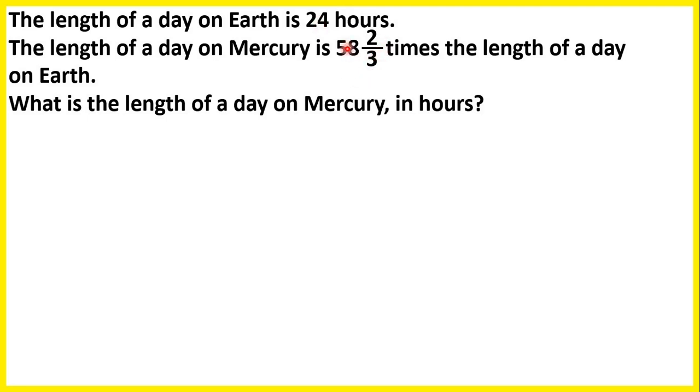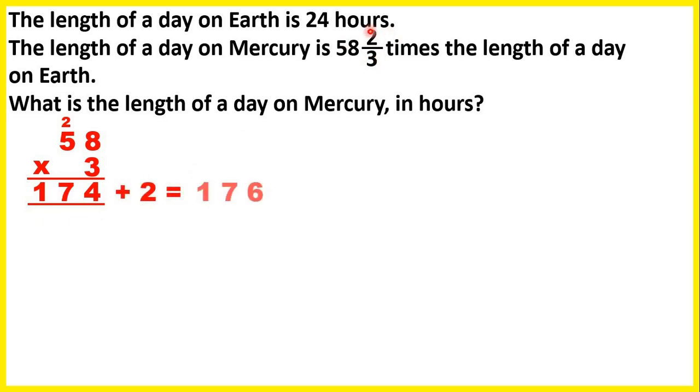Or we could change 58 2/3 into an improper fraction. So to do that, we multiply the whole number by the denominator, and 58 times 3 is 174, plus 2 is 176. So we can write 58 2/3 as 176 over 3, and we're multiplying that by 24. Now remember, when we multiply a fraction by a whole number, we only multiply the numerator and the denominator stays the same. Now there is a possible shortcut here, but I'll come back to that in a moment.